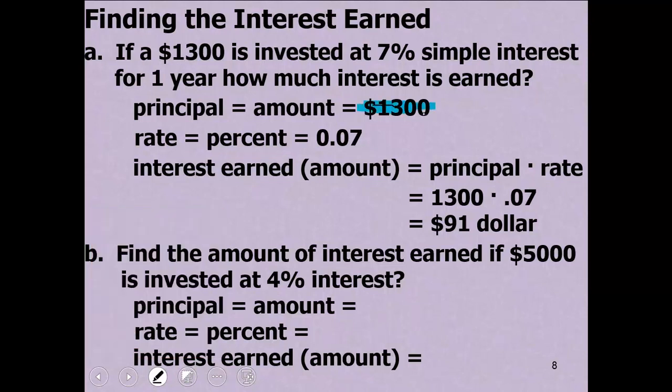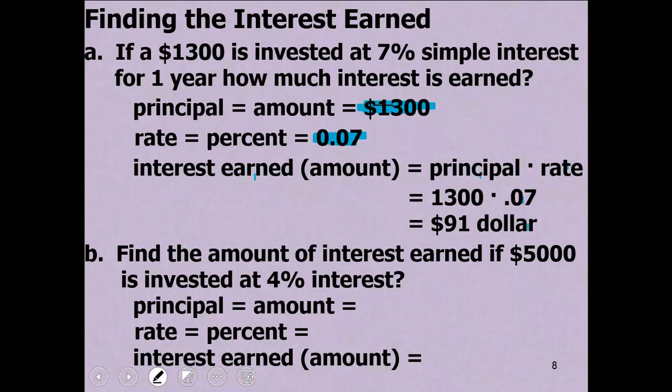Okay? The rate is 7%. Always express it as a decimal. So your interest earned is equal to principal times rate. Just plug it in. 1,300 times 0.07 and you get $91. That's the amount of interest you would earn in a year if you invested $1,300 at 7%. You try B and we'll come back and see if you got it right.